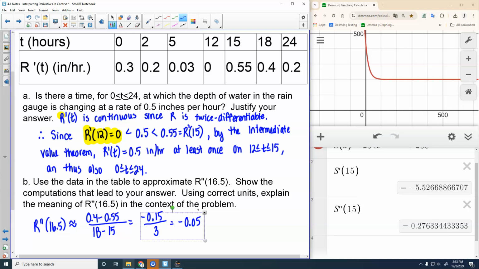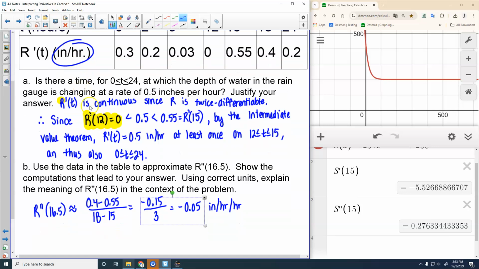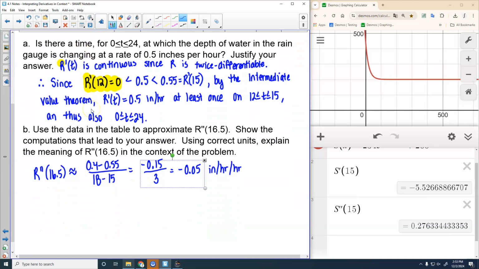It'll be inches per hour per hour. Because your y is inches per hour, and then you have to divide it by the x, which is hours for that. But you have to explain it in context of the problem.